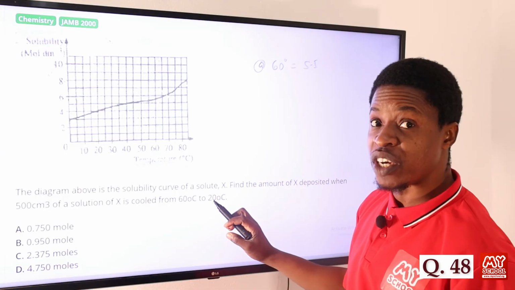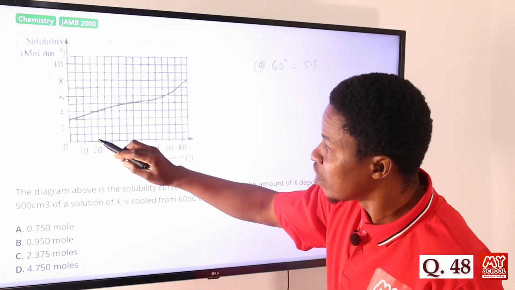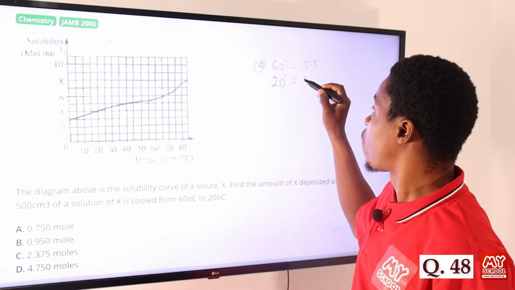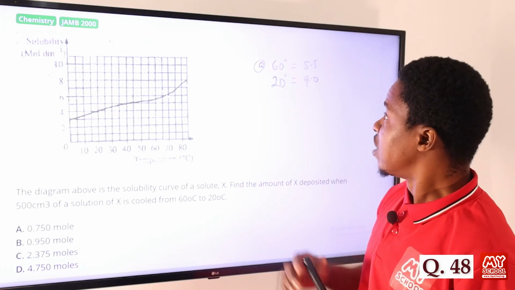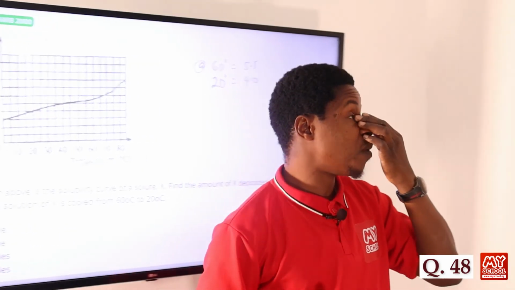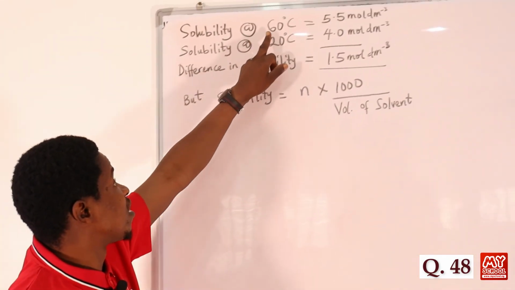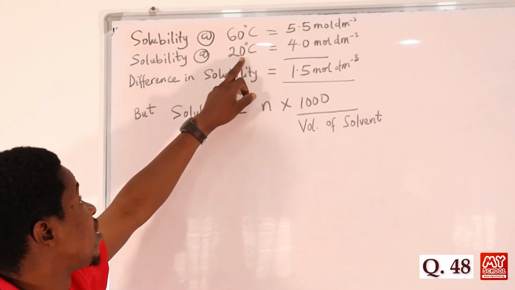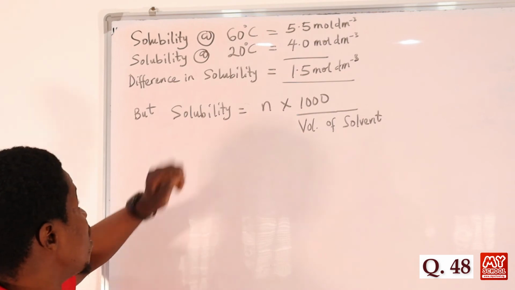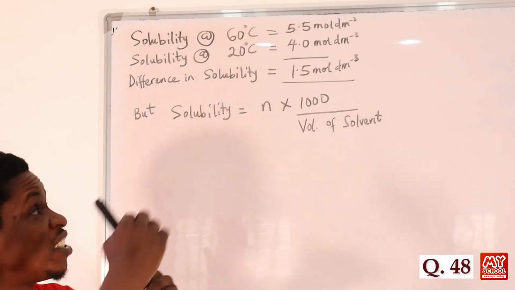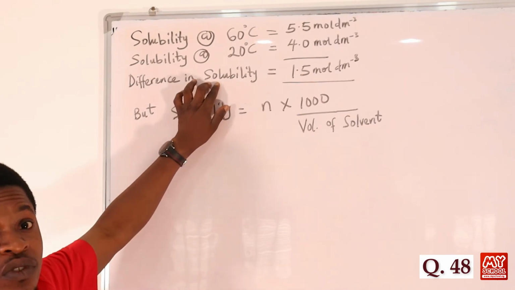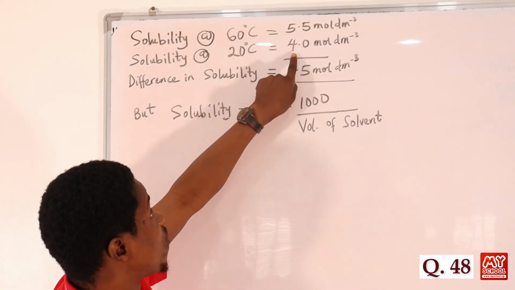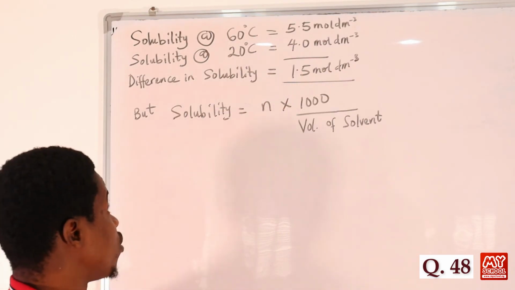Then the other temperature is 20 degrees Celsius. So you come here again, trace 20 here, and then extrapolate here. At 20 degrees, that is 4.0. So let's move to the board now so we can see what happens here. The solubility at 60 degrees, as we saw from that curve, is 5.5 mole per dm cube. The solubility at 20 degrees is 4.0 mole per dm cube. We should find the difference between them because there's a change in temperature. So 5.5 minus 4.0 is 1.5 mole per dm cube. So that is the solubility.